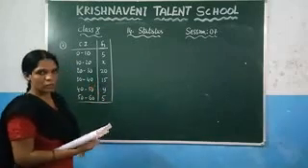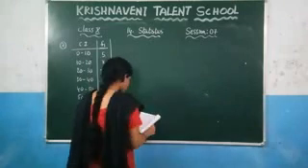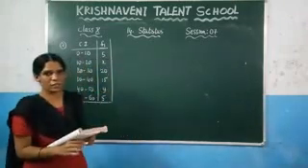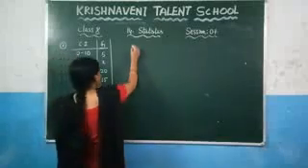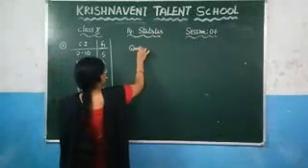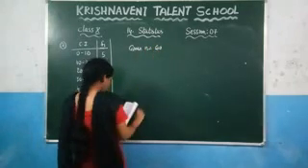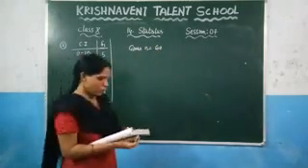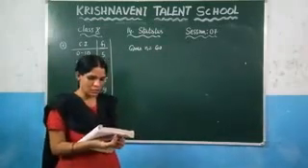Before doing this problem, write what they have given in the question. They have given that the median of 60 observations, that means the number of observations is given. So here the value of n is given. Write it here, what is given: n is equal to 60.